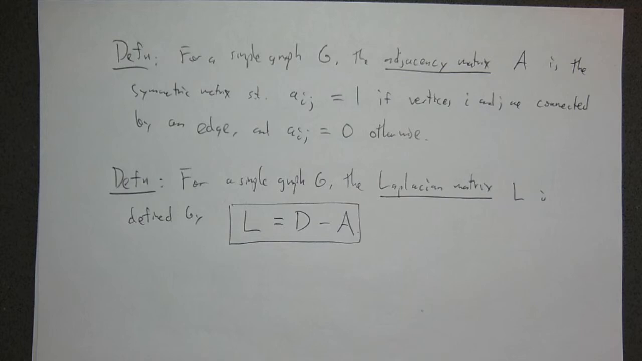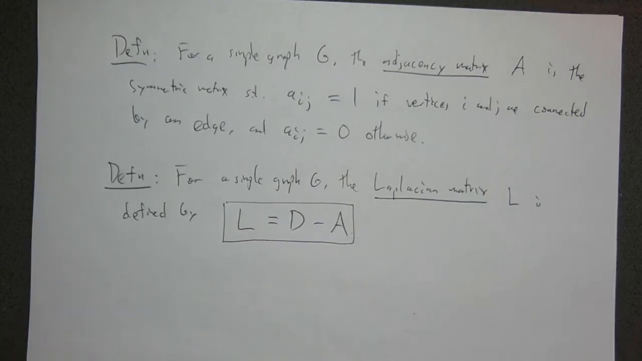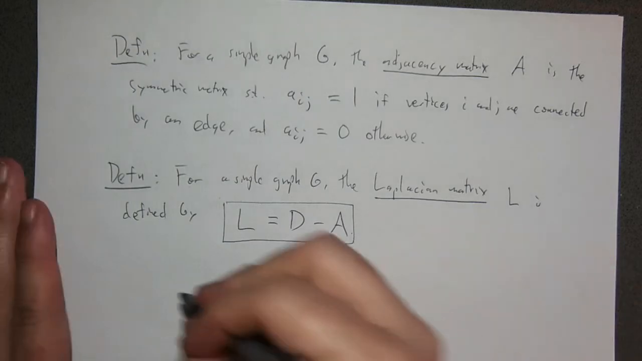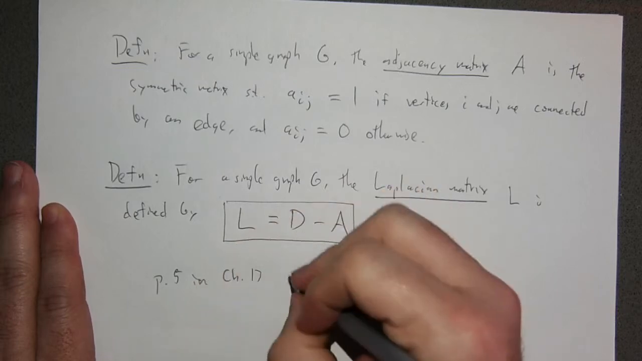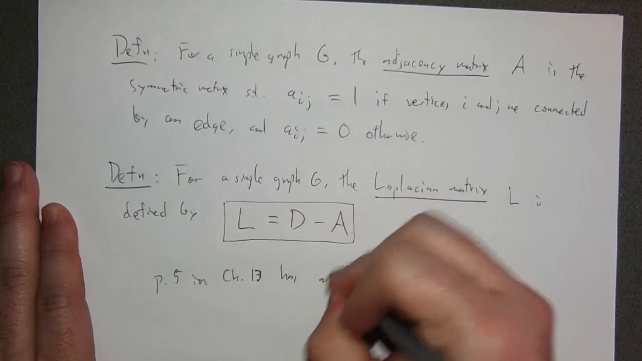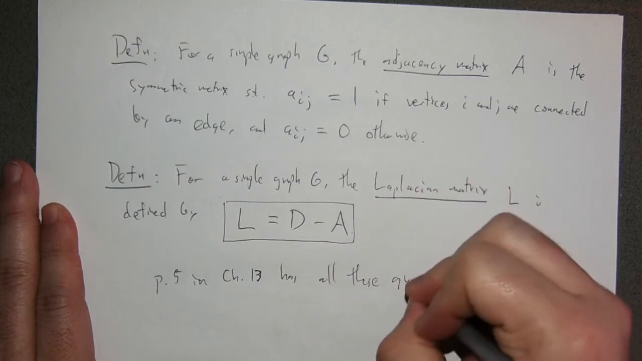Okay. All right. So going back then, this is where having the notes handy is good, because I'm not going to have to actually write out these things. So in this example that we did, on the next page of the notes, which is page 5 in chapter 13, has all these quantities listed for our example.